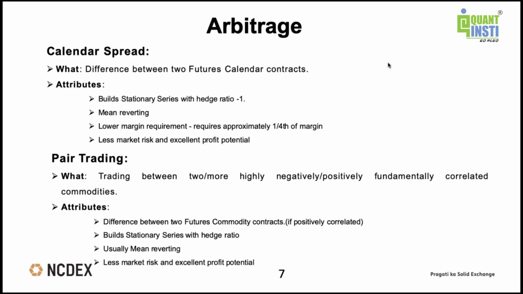Pair trading in arbitrage is again very similar to hedging. The difference is that we generally do pair trading between two different instruments of the same family, because if they belong to the same family, the correlation between the two instruments or commodities will be very high. So generally this also converts into a stationary series. Because it is a stationary series, we can easily apply mean reverting trading styles.